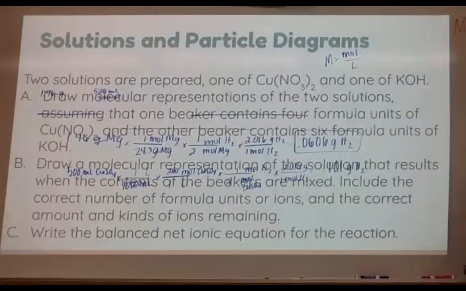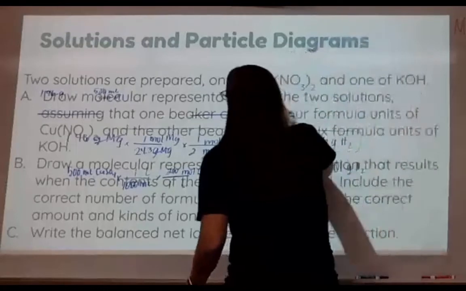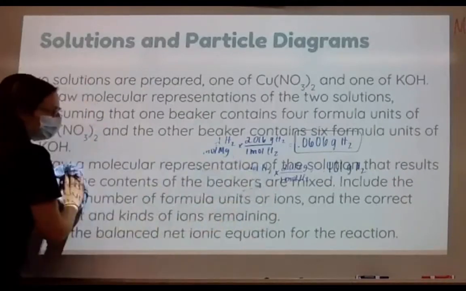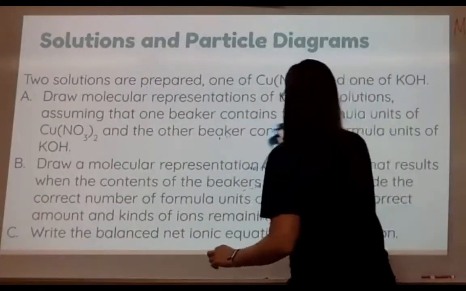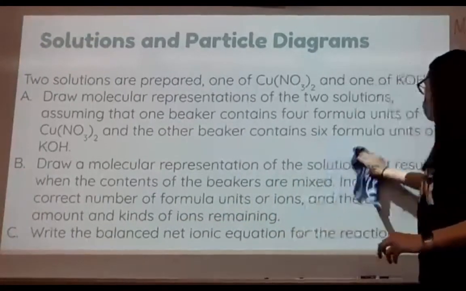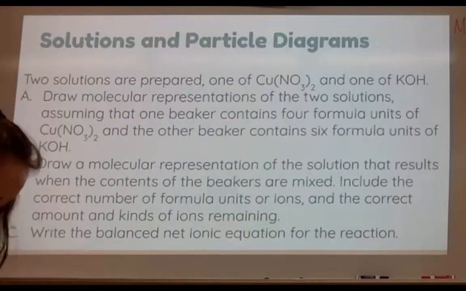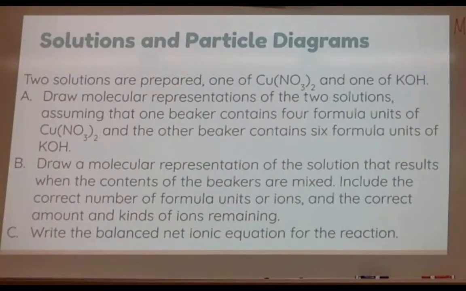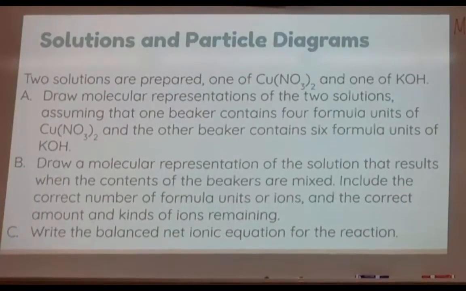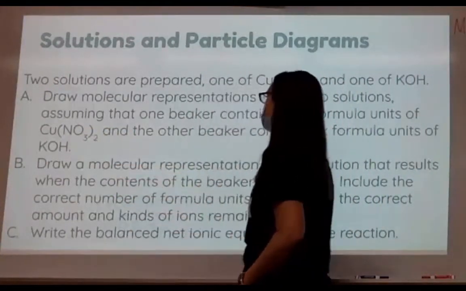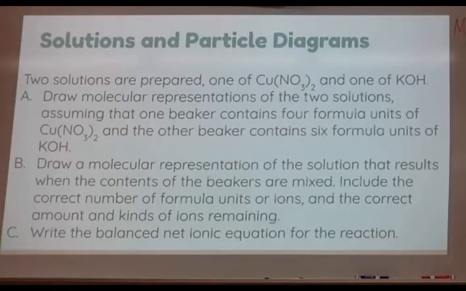This is a little bit longer one, looking at particle diagrams. If we don't get through the whole thing, that's okay. This is asking us to look at two different solutions. Two solutions are prepared, one of copper 2 nitrate and one of KOH. Draw a molecular representation of the two solutions, assuming that beaker 1 contains 4 formula units of Cu(NO3)2, which just means we have 4 of these, and the other beaker contains 6 KOHs.